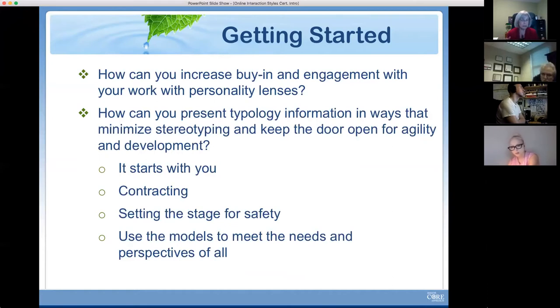Like we used to say, I have one essential motivator pattern with the other one rising, because there's always this development piece. We'll talk about that. So it starts with you and with you knowing yourself well. And then the other piece is contracting.